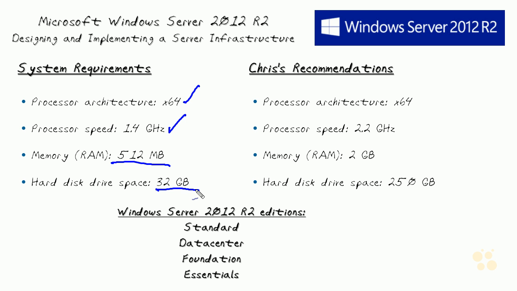And if you ran something on there, it would pretty much sit there and smile at you and say, welcome to Windows Server 2012. Don't even think about doing anything on this, right? So I've gone ahead and put together Chris's recommendations. Obviously, the 64-bit architecture is non-negotiable. You need to be able to do that.